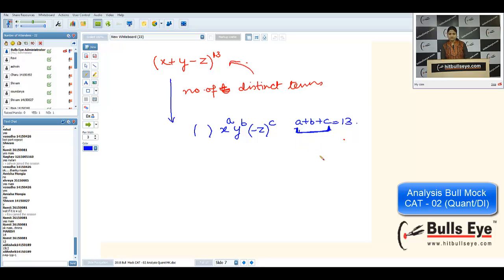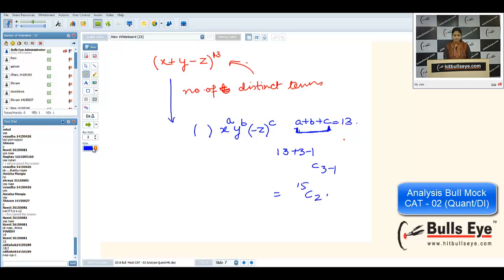We have discussed in Bullcat 1. It will be (13 plus 3 minus 1) C (3 minus 1). It will be 15C2. That will be the answer in this case. So many terms, not 13 or 14. Is it okay, all of you?